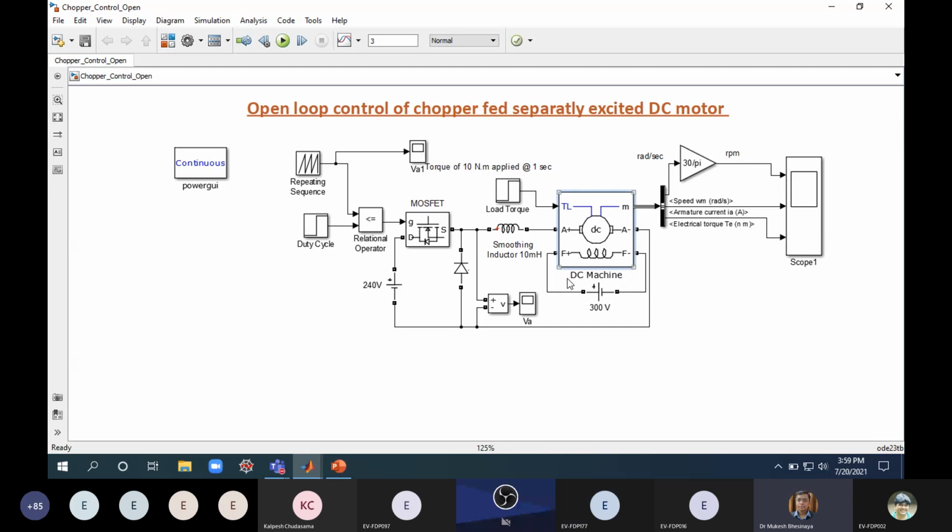Here we are using a DC motor in MATLAB. Can you see this diagram? It's a motor, and this is a buck converter, a step down converter, that we are using. We have a MOSFET.